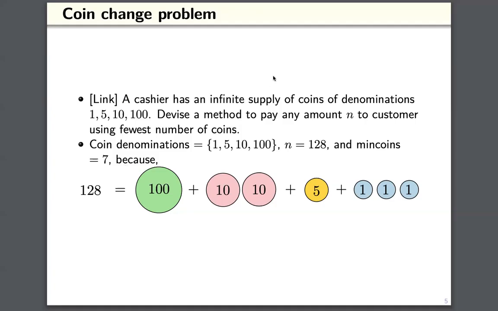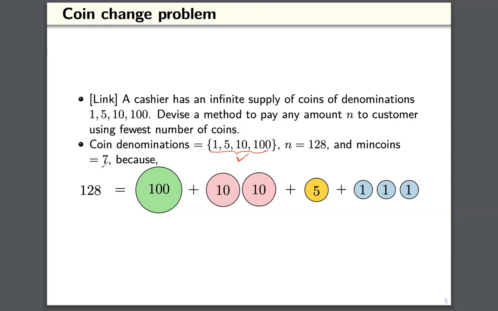Okay, so let's take an example. So here is our example. Say 1, 5, 10, 100. These are the coin denominations. N is 128. You want to make change for 128 using these denominations. You have an infinite supply of these coin denominations.